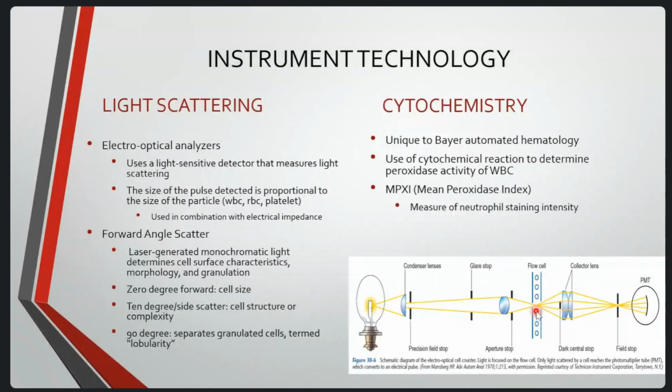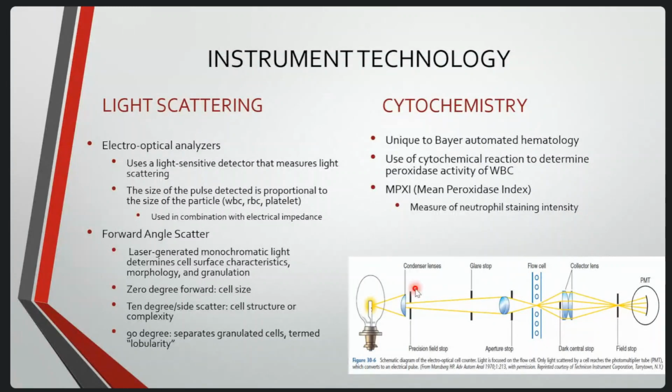From the impedance, masasabi niya if it's a platelet, RBC, or WBC, and then for the forward and the light side scatter, specifically the side scatter, it will tell you what type. For example, if it's a WBC, it will tell you if it's a neutrophil, lymphocyte, monocyte, and so on.